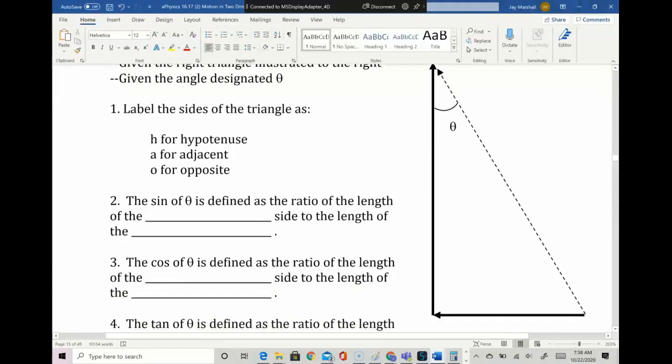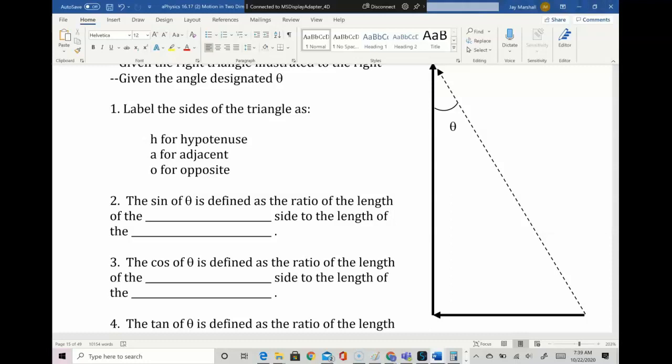Okay, so given the right triangle illustrated to the right, what do I mean when I say given? It's just the value that you're given, right? I'm giving you that value. Given this right triangle, given this angle, make sure we know how to label the sides. Which side is the hypotenuse? The dotted one, right? Okay, and with reference to this angle, which is the adjacent side? And then this is the opposite side, right? This is the side next to the angle, okay?